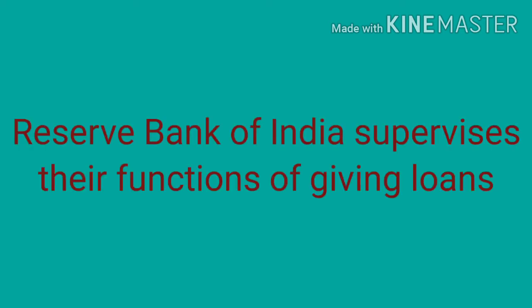In the formal sector, it is the Reserve Bank of India, considered the apex bank of India, that has the right to supervise the functions of giving loans. So once again, in the formal sector, it is the RBI, otherwise known as the apex bank of India, that has the right to supervise the functions of giving loans.